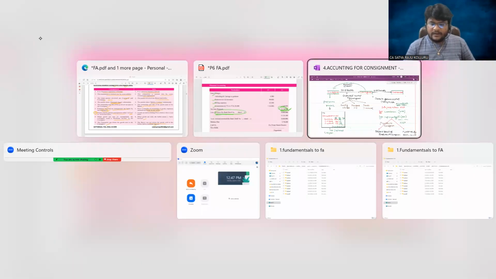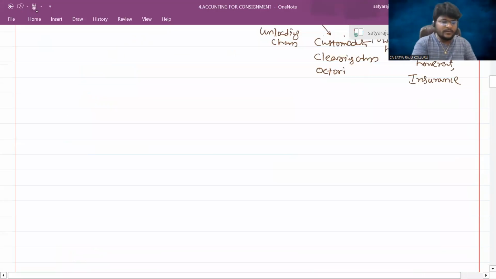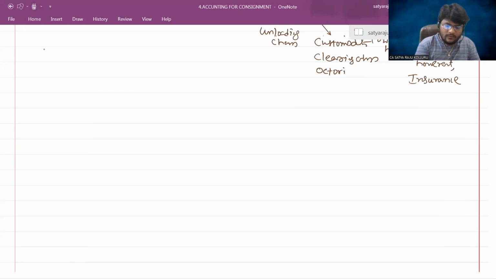Now, let me write certain differences between consignment business and the general business in my OneNote. Come here, which are differences between consignment and general business.